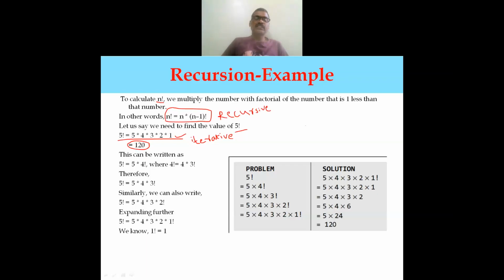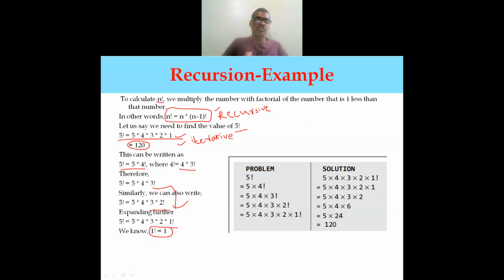So you can solve this problem in an iterative approach as well as a recursive approach. So for 5 factorial, you specify 5 into 4 factorial. Again 4 factorial, you specify 4 into 3 factorial. Therefore 5 factorial is equal to 5 into 4 into 3 factorial. Similarly 3 factorial you specify as 3 into 2 factorial. And 2 factorial you specify as 2 into 1 factorial, where 1 factorial is equal to 1.